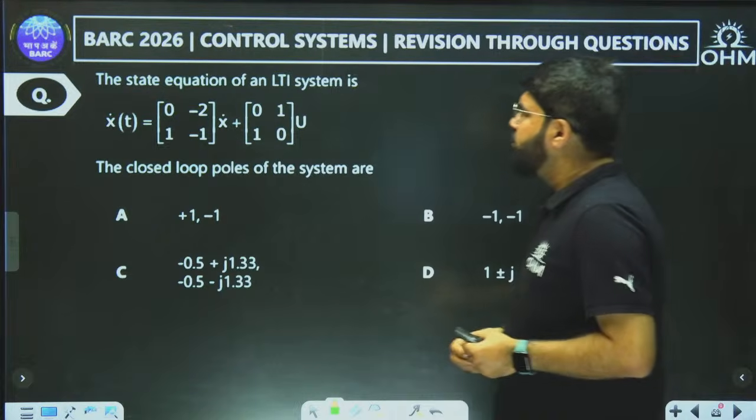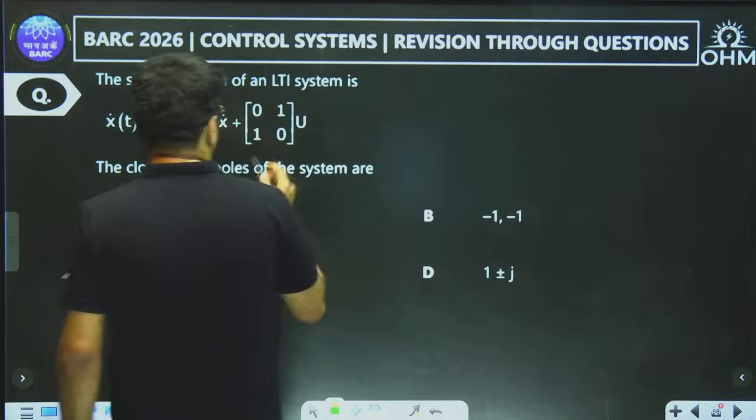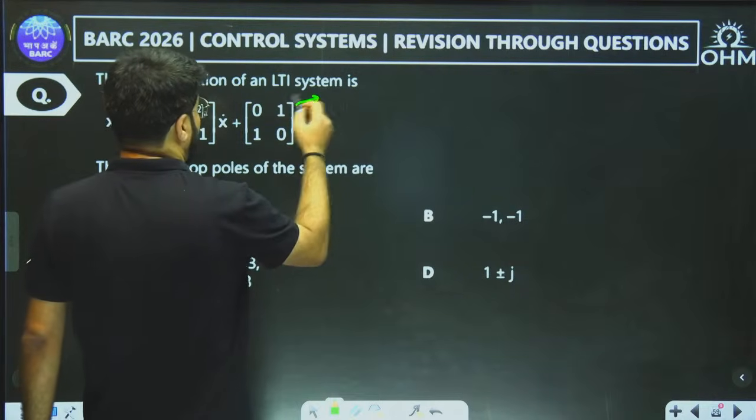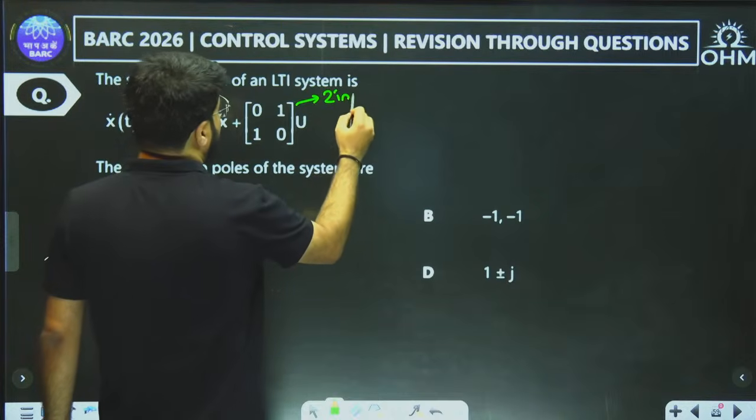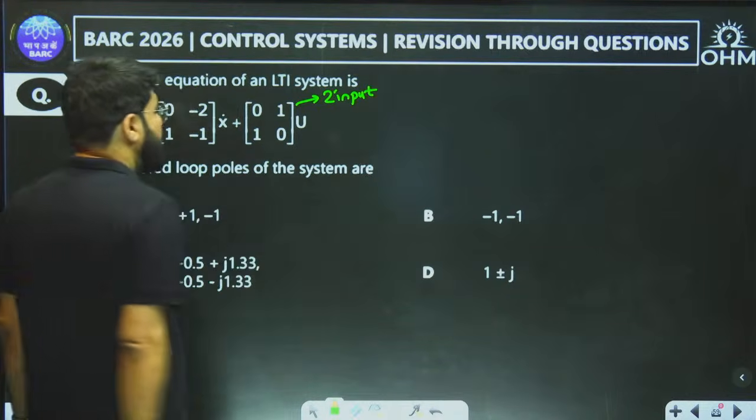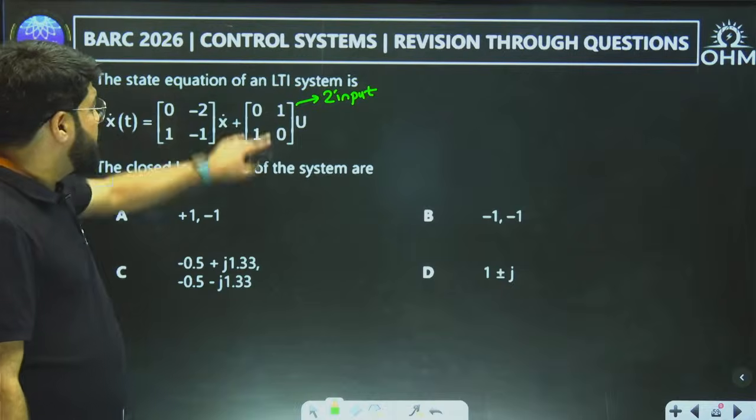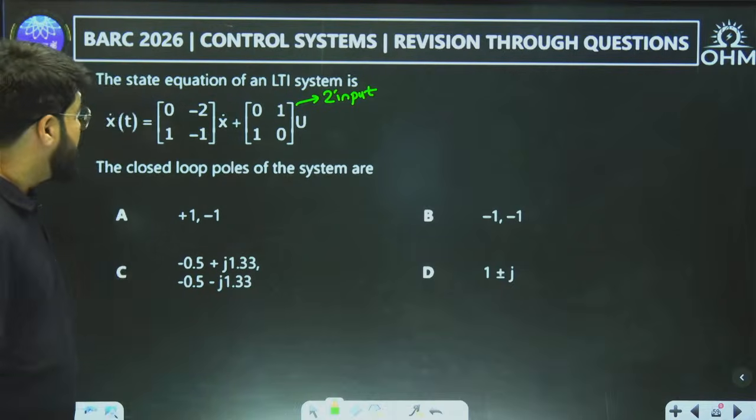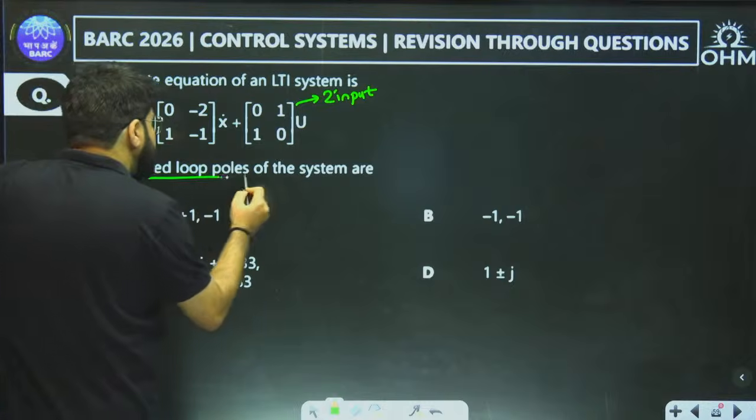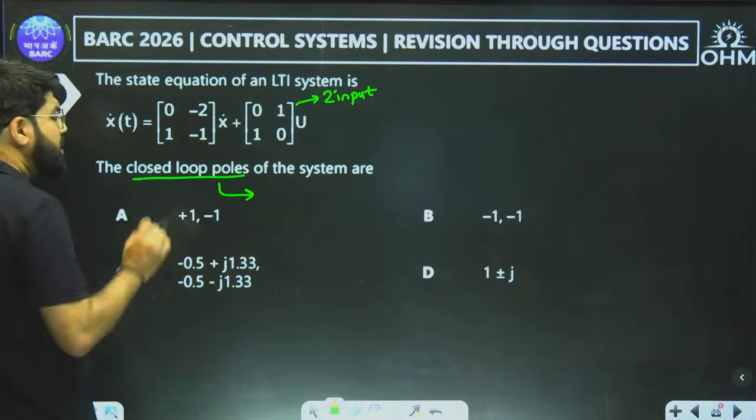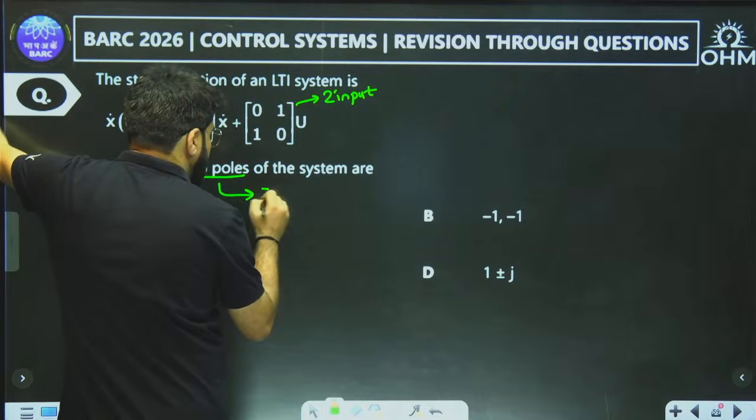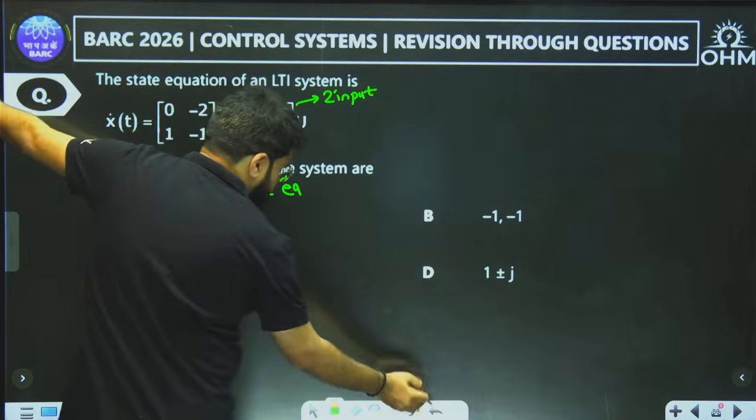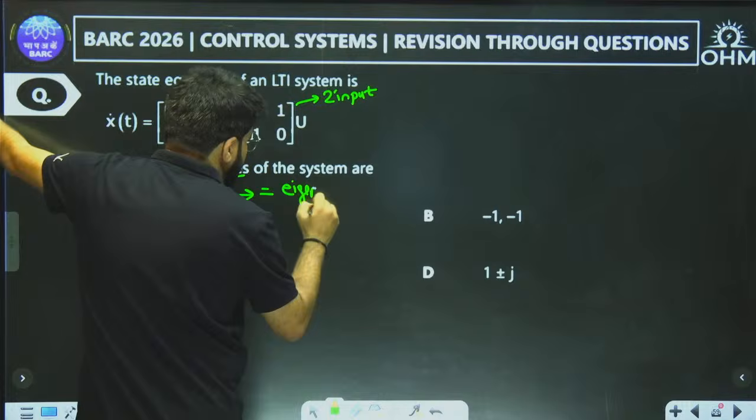The state equation of an LTI system is given. This is the B matrix, which corresponds to a 2 input case, but need not worry about that, because if it is a single input case, the B matrix is a column structure. 2 columns means 2 inputs will be there definitely. Forget this, the closed loop poles are just equal to the eigenvalues of the matrix A.